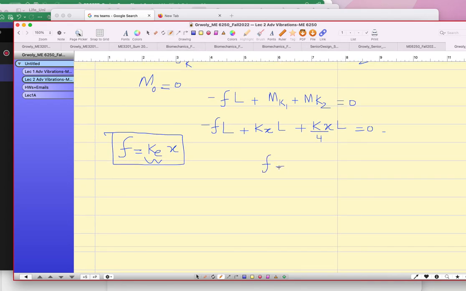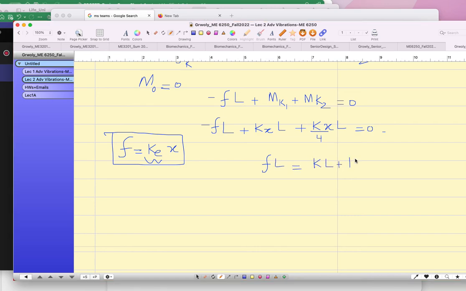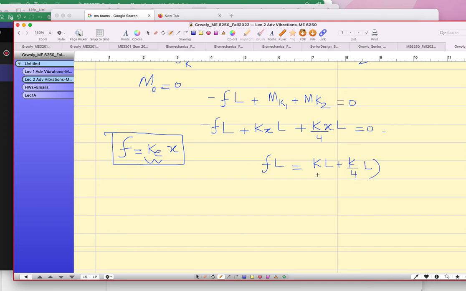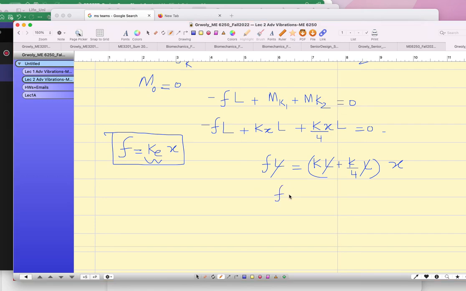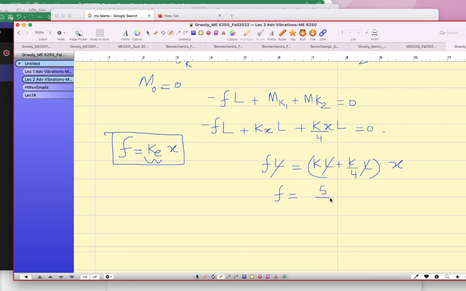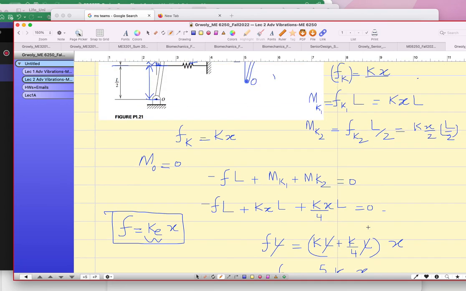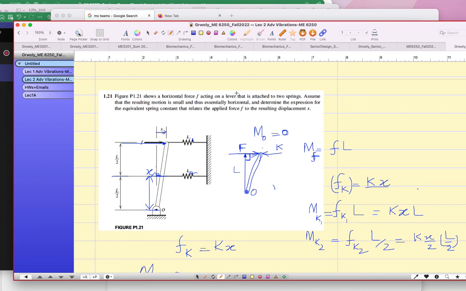So I can write down FL on the left hand side, and K L plus K by 4 L times X. L is common, so can you see this is common, so I can just eliminate L from both sides. So I can write down, this is my F equals 5 by 4 K times X. So this is my equivalent stiffness for this system.